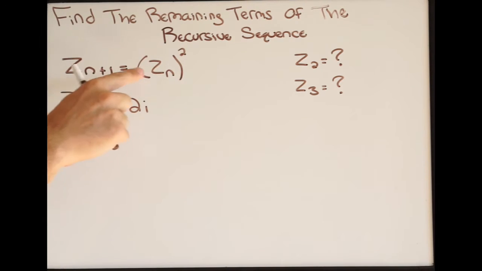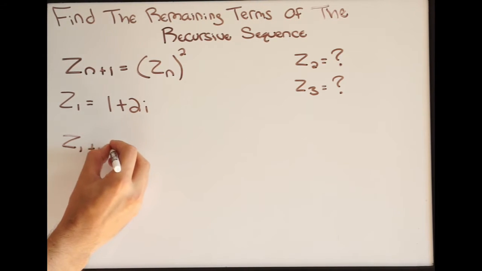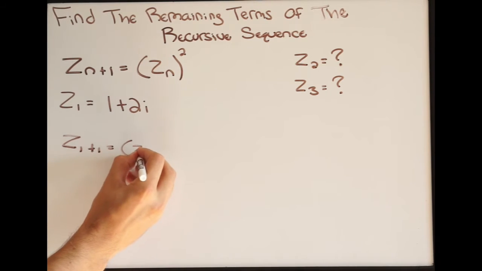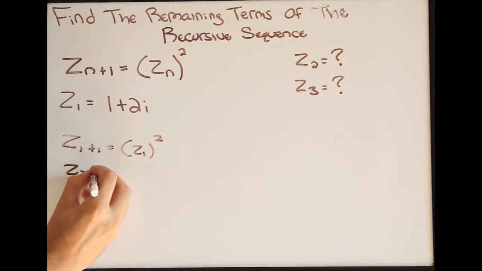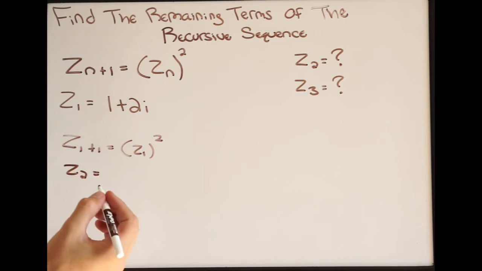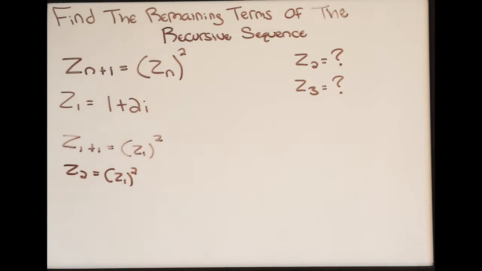Notice I have z of n and z of n. I'm going to replace that with z of 1. So when I do that, I get the following. I get z of 1 plus 1 equal to z of 1 squared. So then, what we can do here is we know z of 1 plus 1 is going to be z of 2. So we can see here that z of 2 is going to be equal to z of 1 squared. And we know what z of 1 is. It's 1 plus 2i, right?